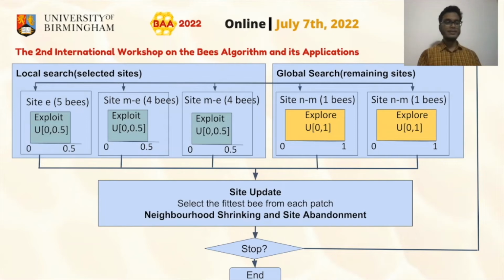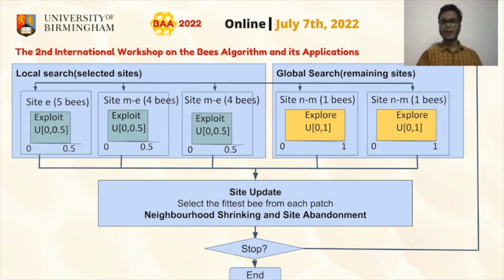Random scouting represents the exploration effort of the Bees algorithm. Now the final step is to update the fittest bee which is selected from each patch. These steps are repeated until a stopping criteria is met.